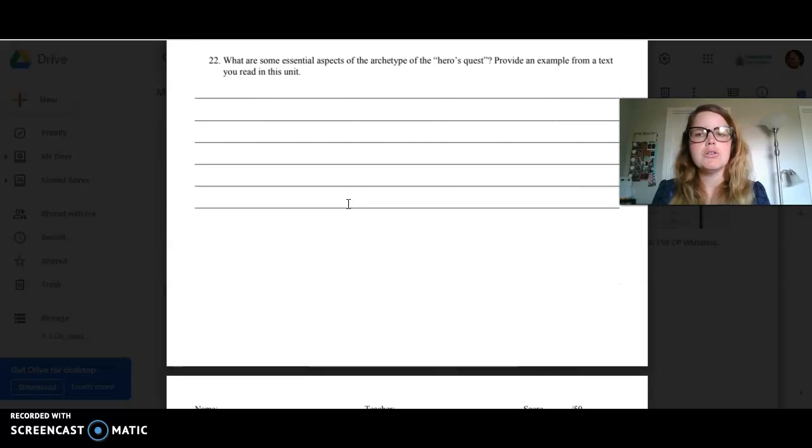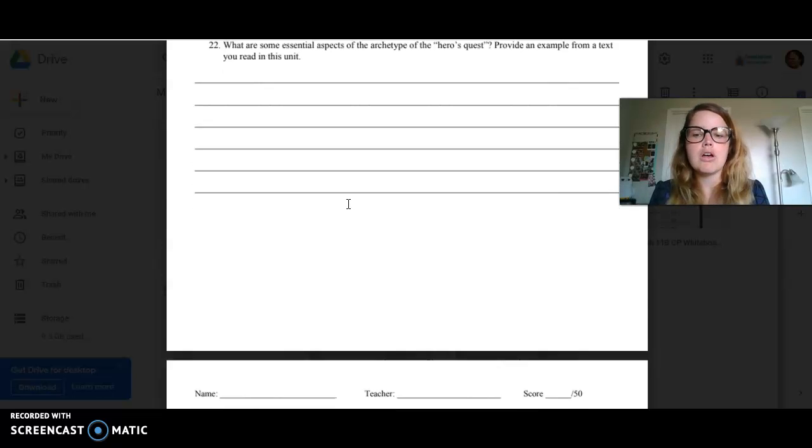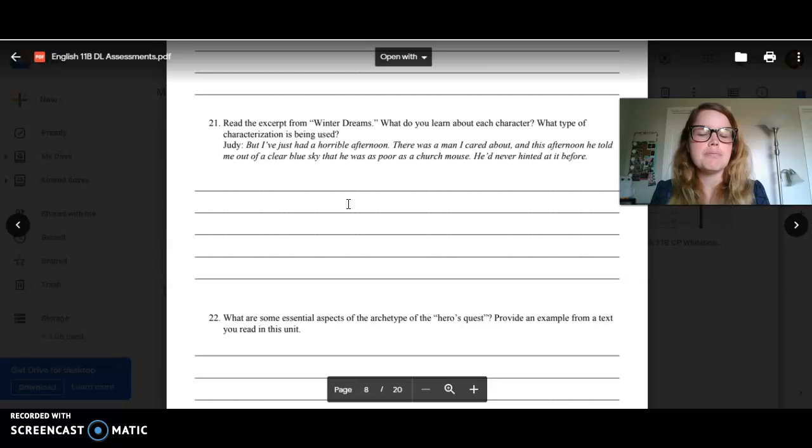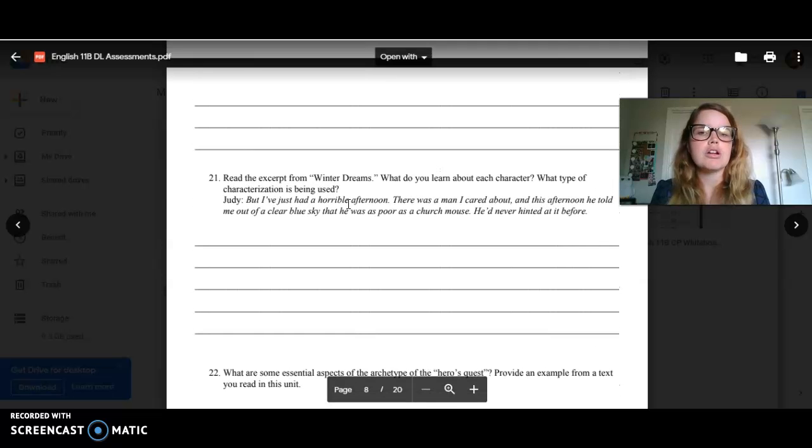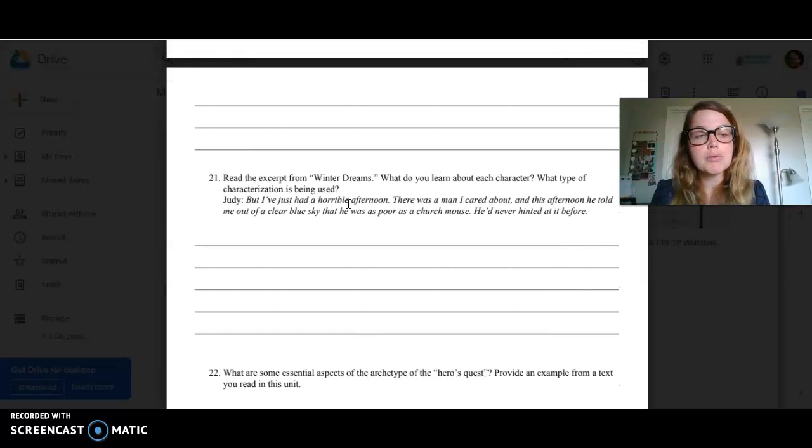Number 22, what are some essential aspects of the archetype of a hero's quest? Provide an example from a text that you've read this unit. So all pretty straightforward, all pretty simple. If you're struggling though, let me know and I can help you through it. Other than that, I'll move on to Unit 8.